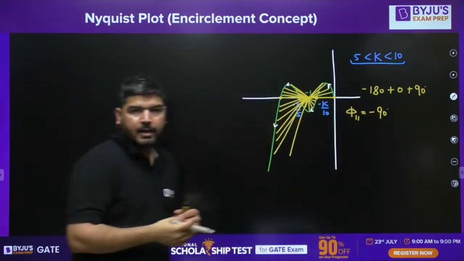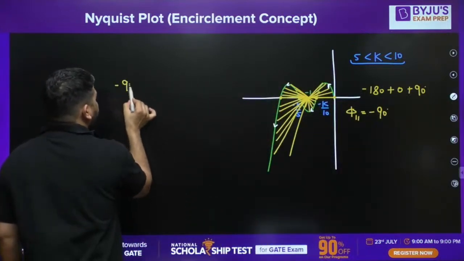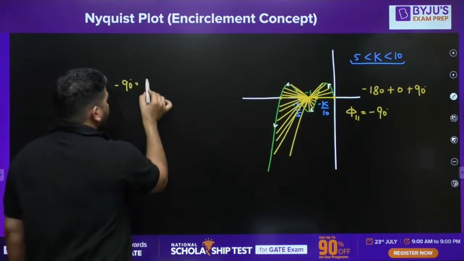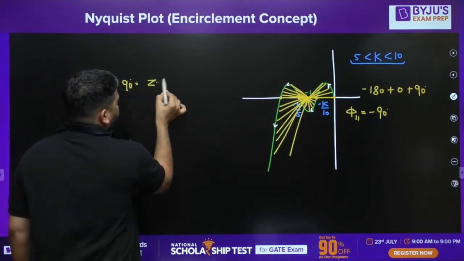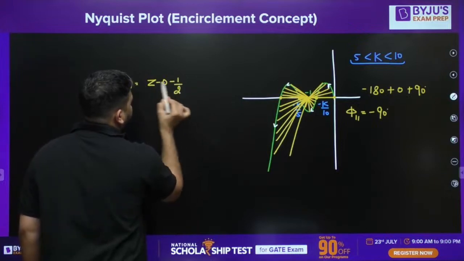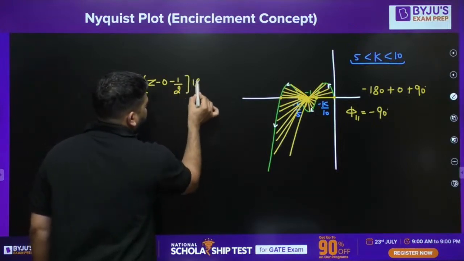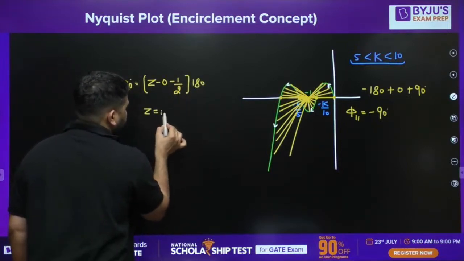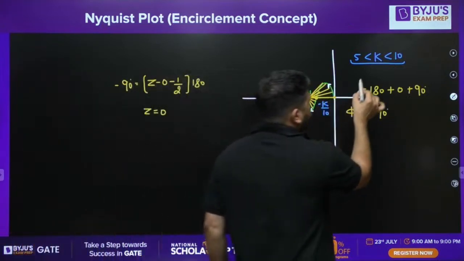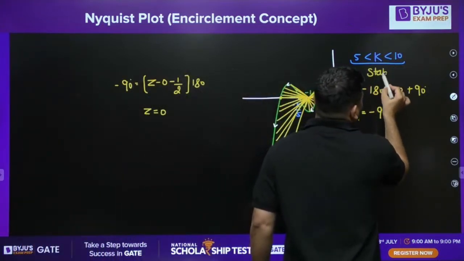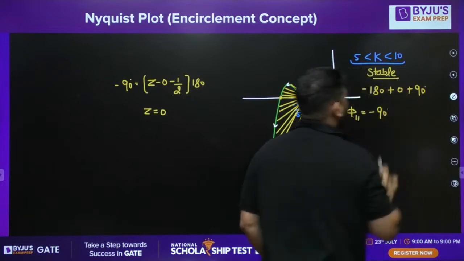Phi 11 is minus 90. Now you can put minus 90 is equal to Z minus P minus PW by 2 into 180. So Z came out to be 0. So this case is stable. In this range, the system is stable.